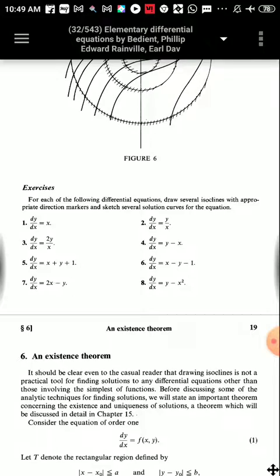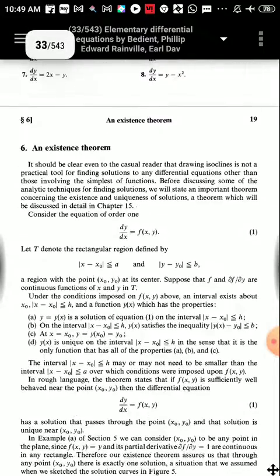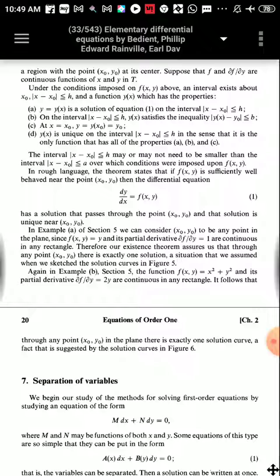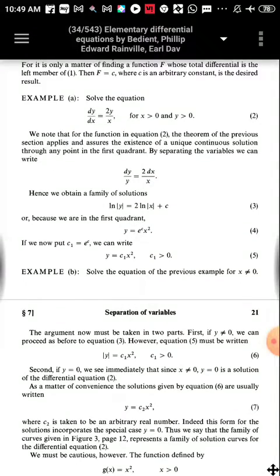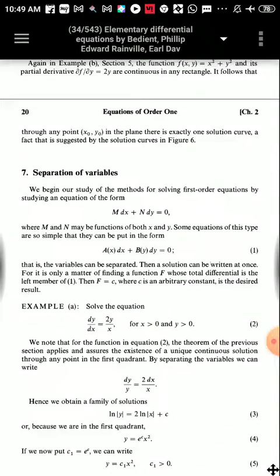Now we have an existence theorem and separation of variables. There is one method to solve a differential equation of first order and first degree, and that method is called separation of variables. Okay, and we will see this method in the next lecture.